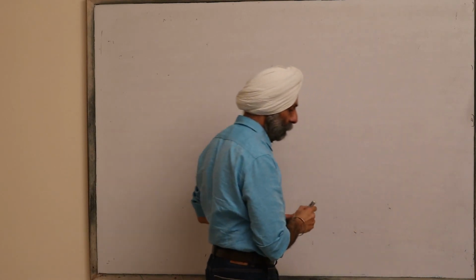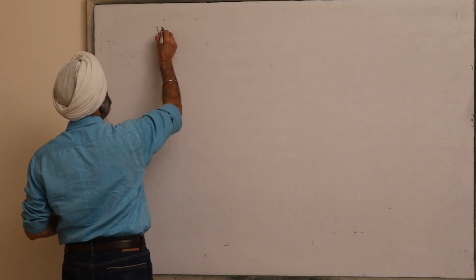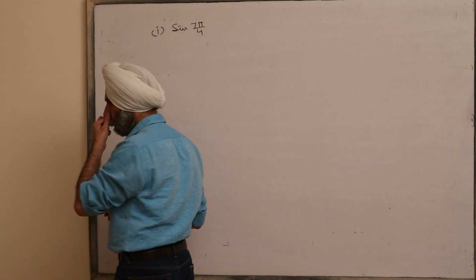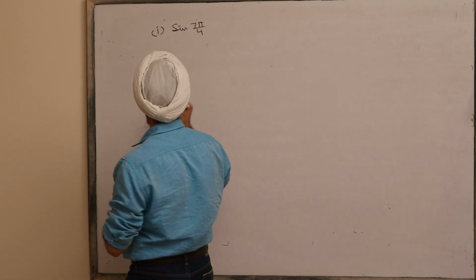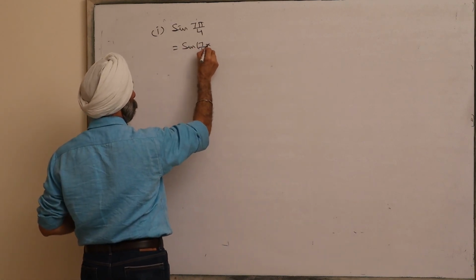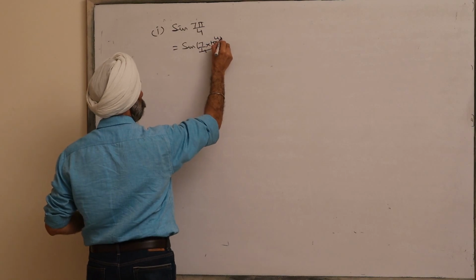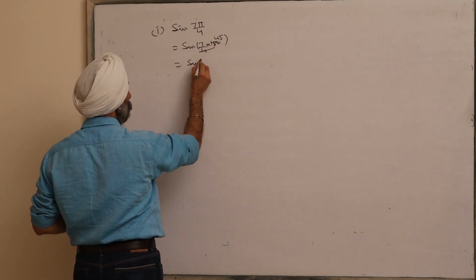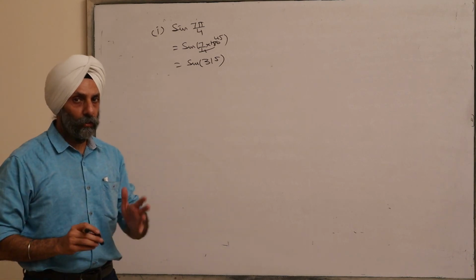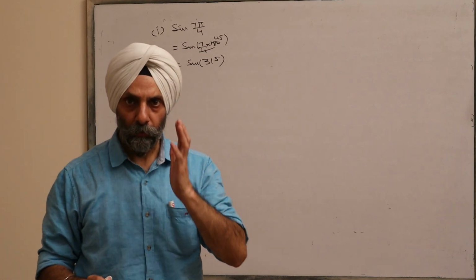Now for example, the first question is, we have to find out the value of sine of 7 pi by 4. Can this be written as sine of 7 by 4 into 180 degrees? That is, it comes out to be sine of 315 degrees. Now the 315 degree angle is in the fourth quadrant.